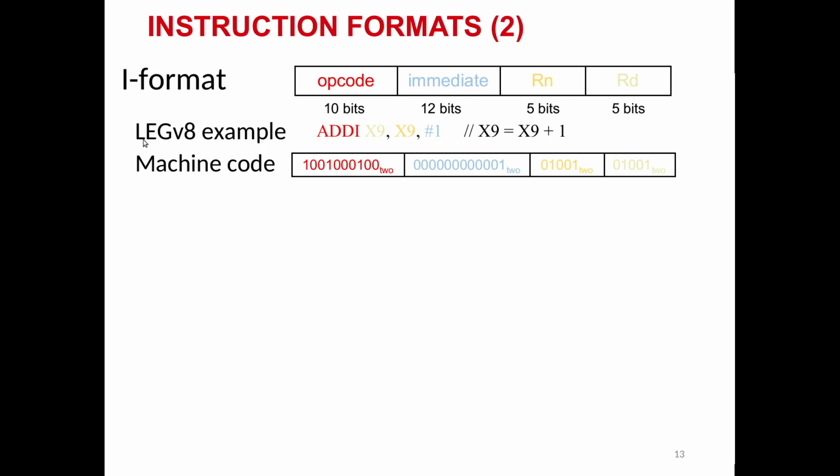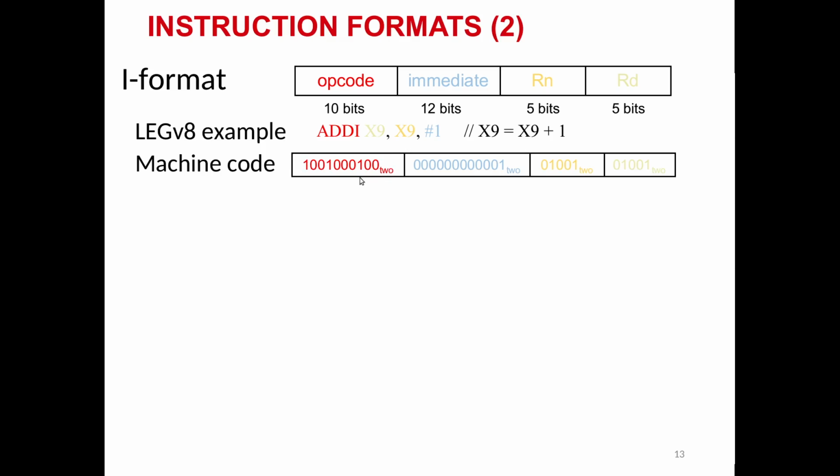An example of assembly code of this format in LEGv8 is ADDI X9, X9, #1, which means that the value inside X9 will be equal to itself plus the immediate value 1. The example machine code can be seen here.